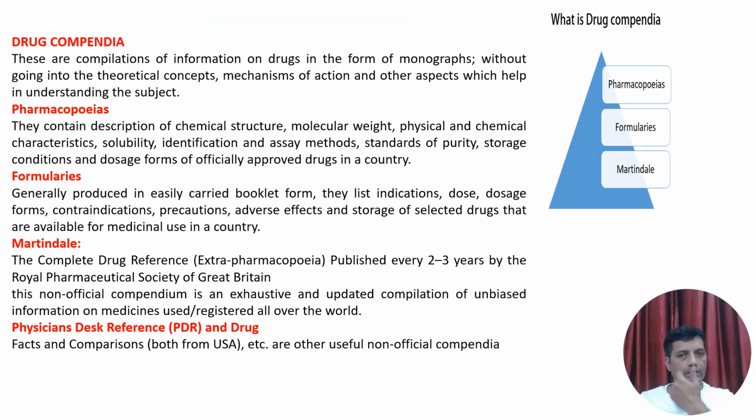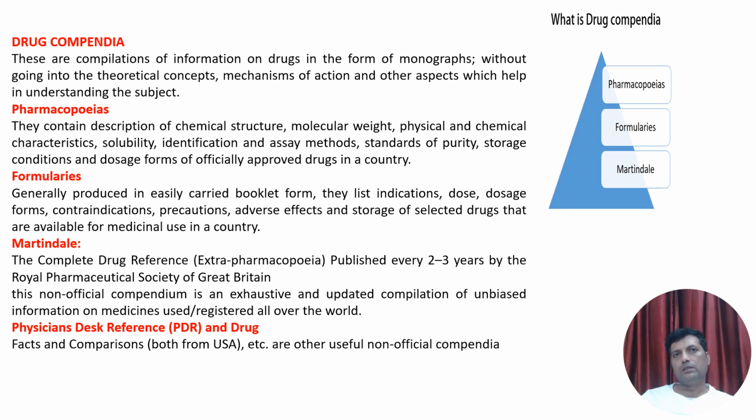In this slide, we will discuss drug compendia. Drug compendia are collections of data on pharmaceuticals in the form of monographs that exclude discussing theoretical ideas, mechanism of action, and other elements that are important for comprehension. Pharmacopoeias and formularies are published by a nation's government, have legal standing, and are referred to as official compendia. Professional organizations also provide a few non-official compendia, which are additional reliable sources of knowledge regarding pharmaceuticals.